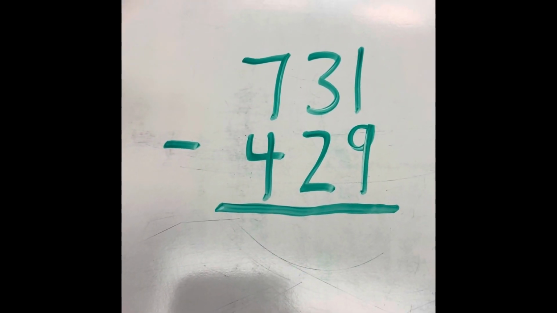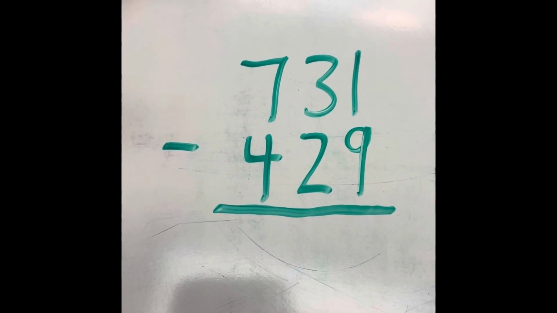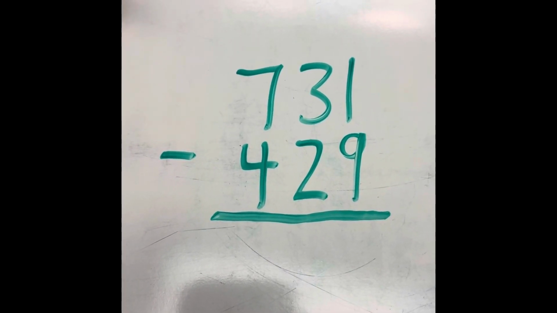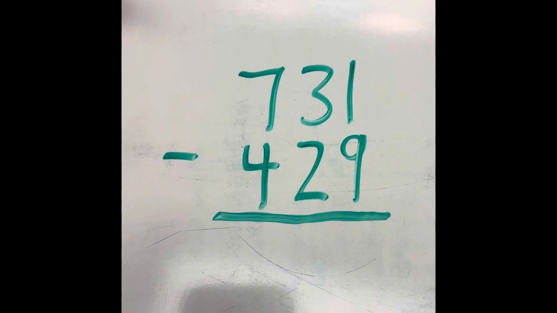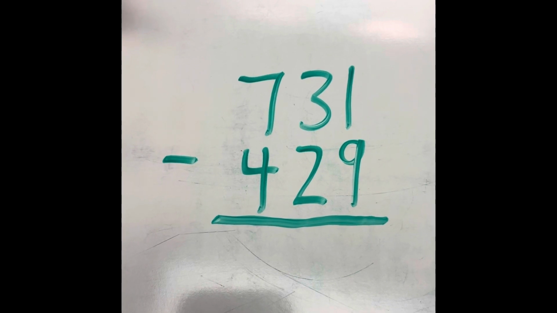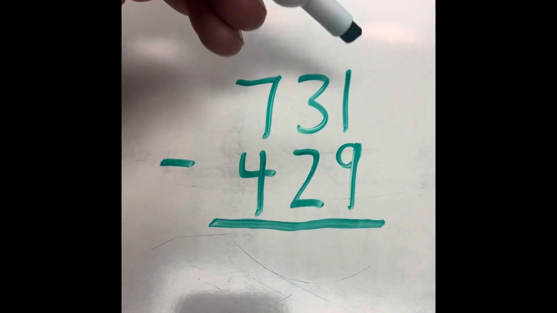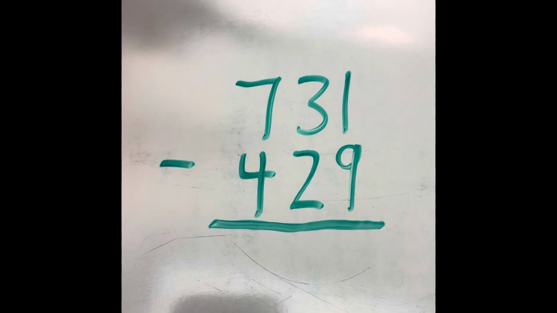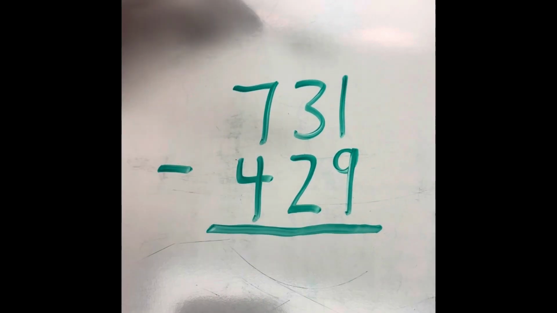Example number 7, 731 minus 429. Whenever you're solving subtraction problems, I always recommend, before you do any subtracting, check to see that all the top digits are bigger. Because if there's a bottom digit that's bigger, you will need to regroup before you subtract. And here, again, in the ones place, there is a bottom digit that's bigger. You can't start out with 1 and take away 9.